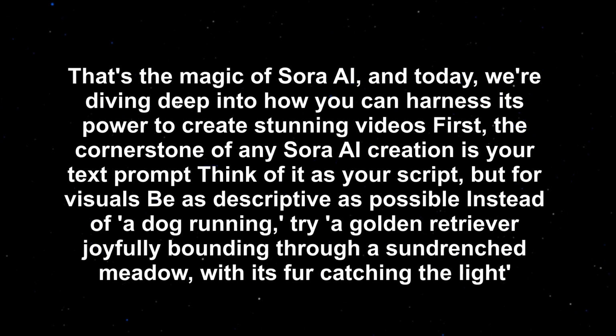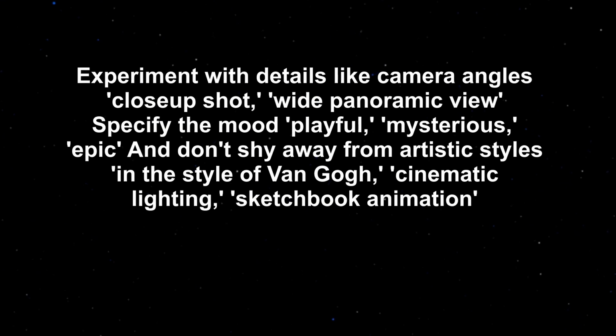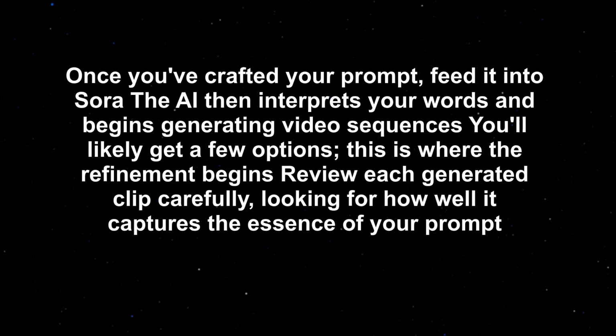Think of it as your script. But for visuals, be as descriptive as possible. Instead of "a dog running," try "a golden retriever joyfully bounding through a sun-drenched meadow, with its fur catching the light." Experiment with details like camera angles: close-up shot, wide panoramic view. Specify the mood: playful, mysterious, epic. And don't shy away from artistic styles: in the style of Van Gogh, cinematic lighting, sketchbook animation.